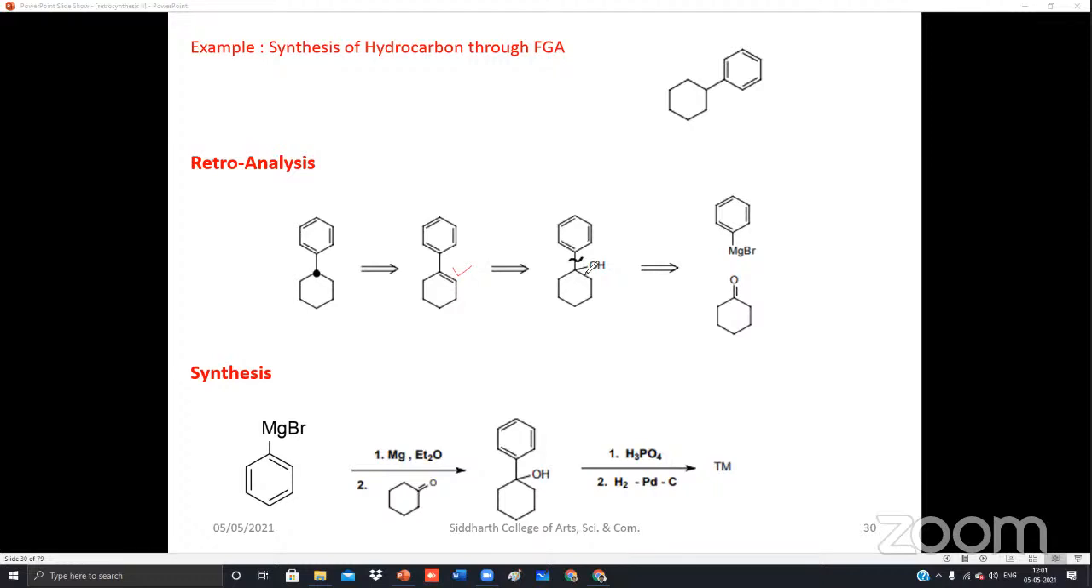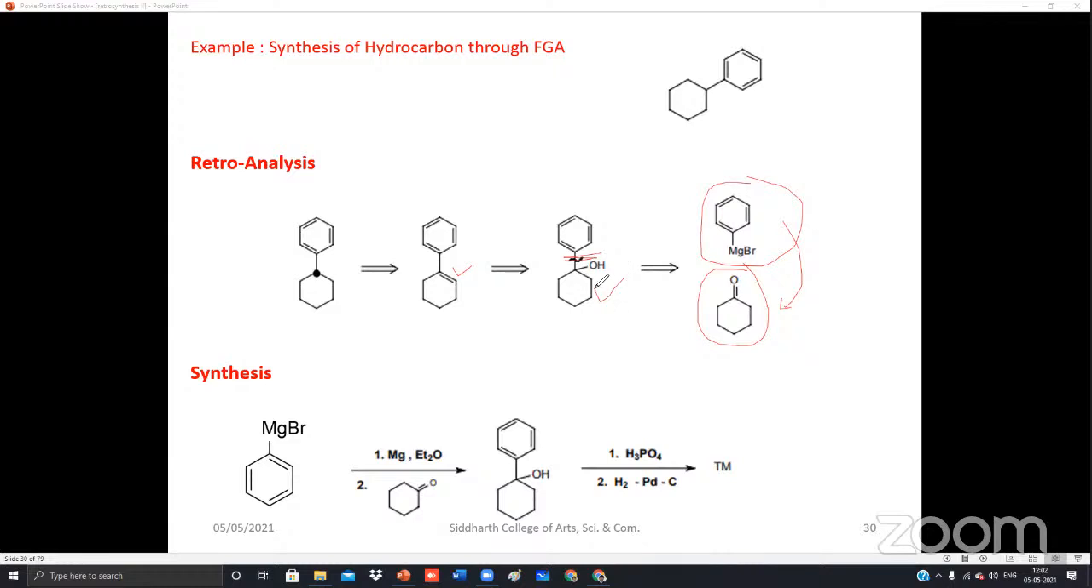And once we end up with the tertiary alcohol, it is a very easy way to do the synthesis. Just do the cleavage over here. You will get phenylmagnesium bromide, and this is your cyclohexanone. So this is a cheaply available material. To treat this together, you will get the alcohol here.